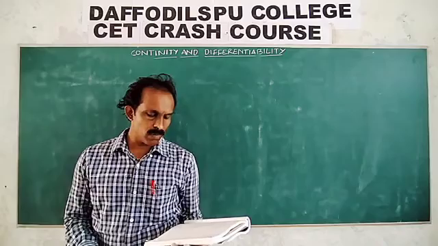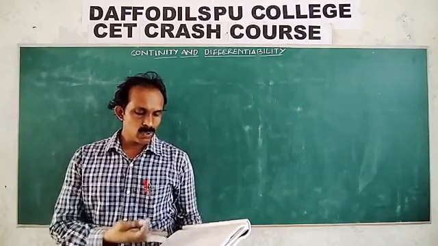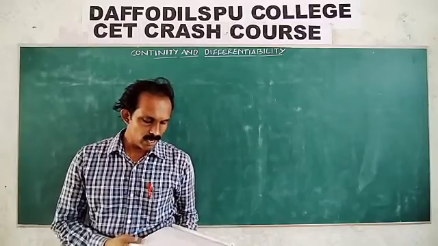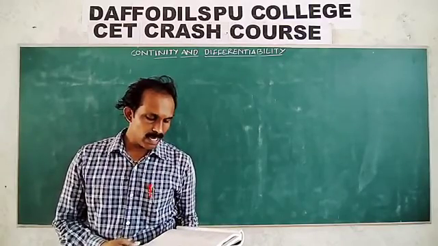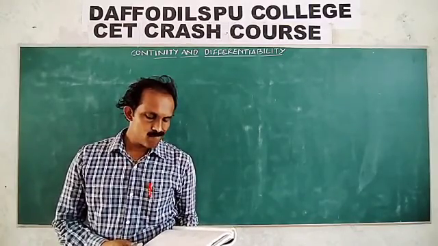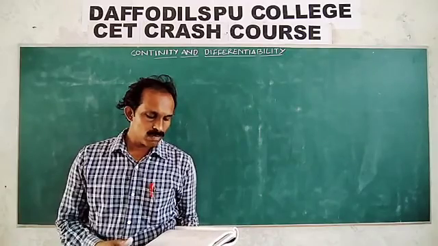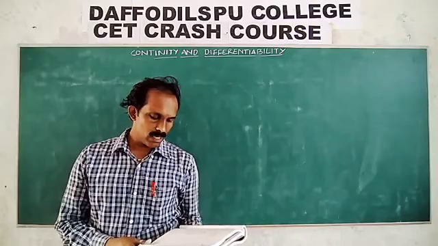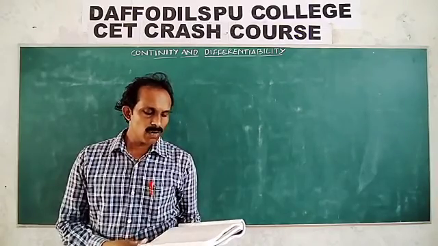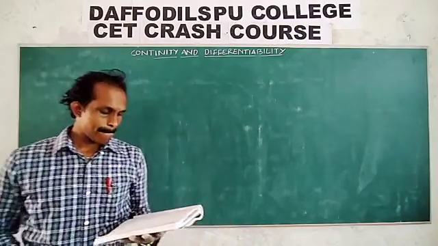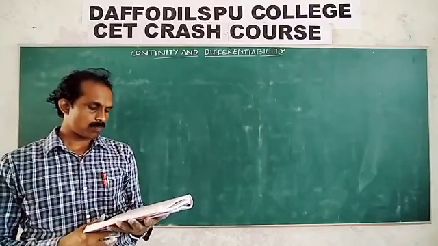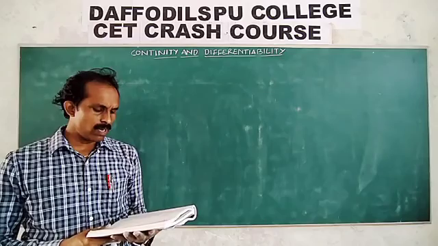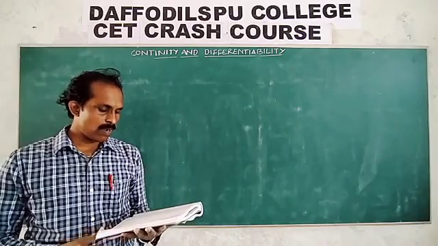First option we will see 1 comma 5. At 1 and 5 it is clearly continuous. At 4 we will check. And f of 1 is not equal to f of 5.